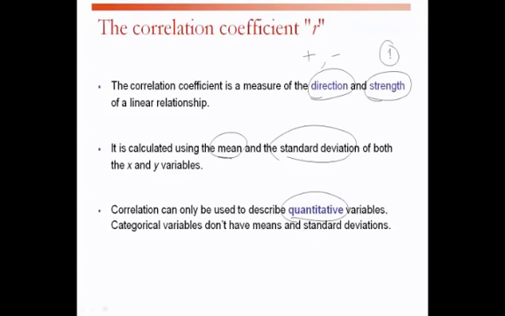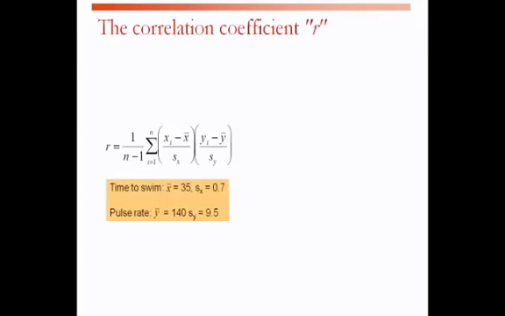Okay, so there are some properties. Here is the formula for calculating the correlation, but let's look at it very simply, okay? All it is, we have two variables. Let's call them x and y. For each value in x, subtract its mean and divide it by the standard deviation. That process of subtracting the mean and dividing it by the standard deviation is called standardization.